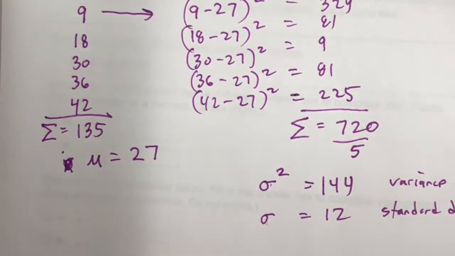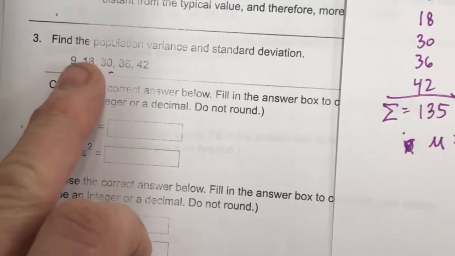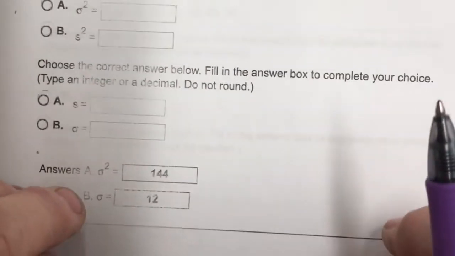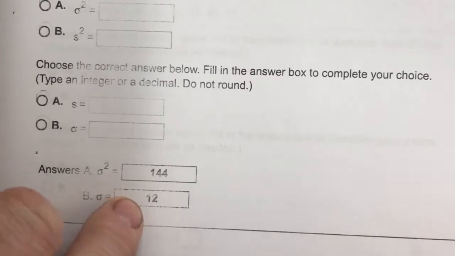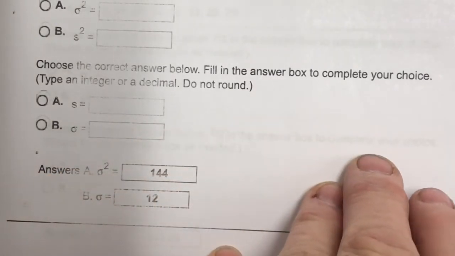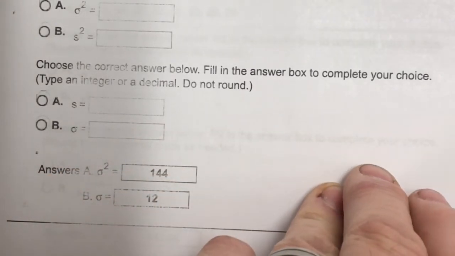So I got 144 is my variance, and 12 is my standard deviation. Let's look at the answers out here. Yep, look here. 144 and 12. We're in good shape.